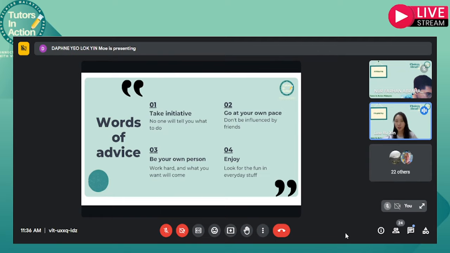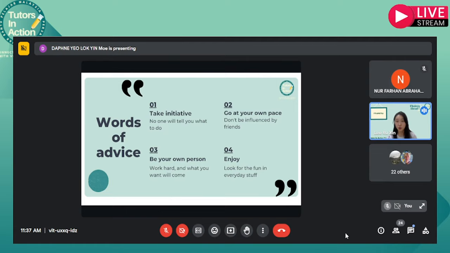The second one is to go at your own pace, and you shouldn't be influenced by your friends. Definitely don't be, because as I said, you're going to have a lot of freedom in university. A lot of friends will ajak you makan, say, oh, let's go mamak at this time, like in the wee hours of the night, let's go chat. I'm not saying you shouldn't socialize, because that's definitely part of the university experience. But if you feel like you're very tired, you feel like you need to finish your schoolwork, then don't be afraid to reject your friends.